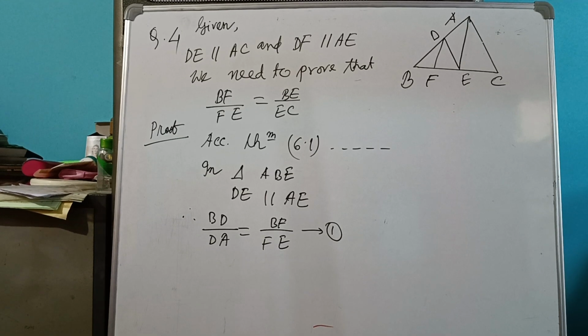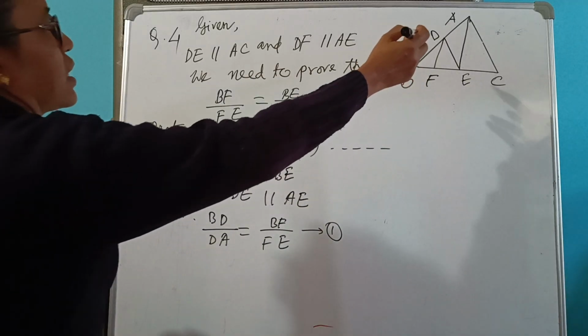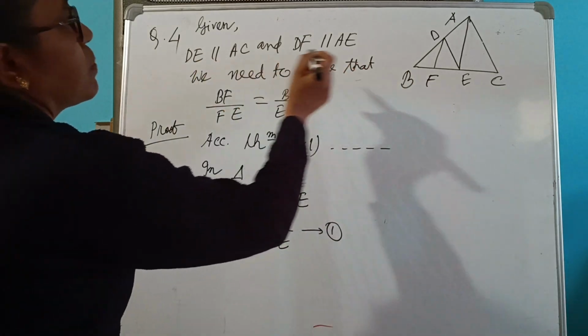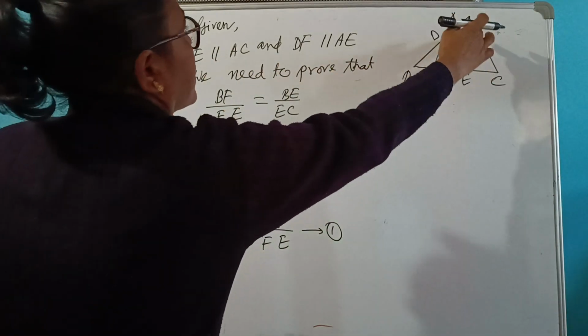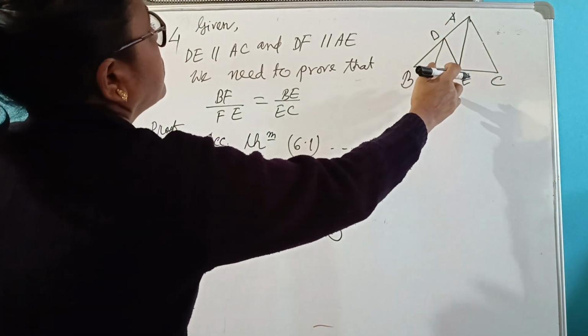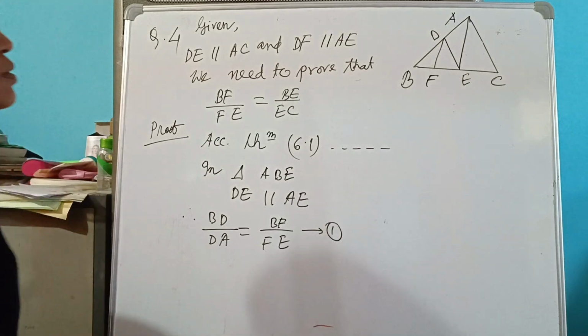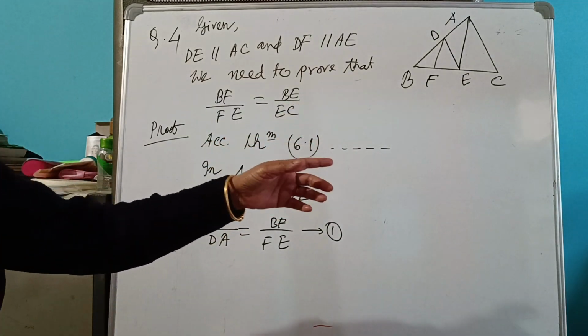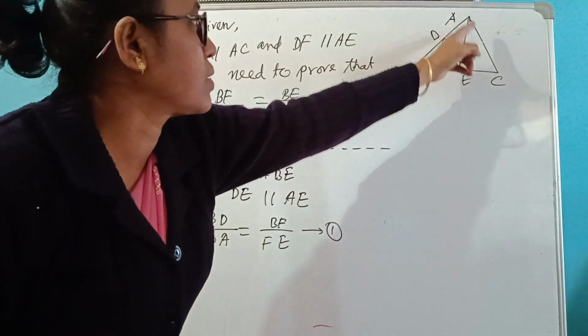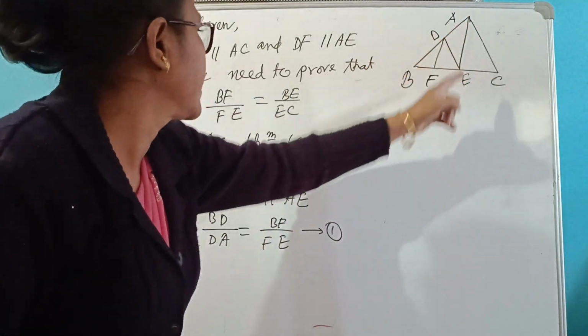Students, here we discuss question number 4. See in the figure. What is the figure? ABC is a triangle. What is given here? DE parallel to AC and DF parallel to AE. You draw the figure correctly. How do you have to draw? DE parallel to AC and DF parallel to AE.